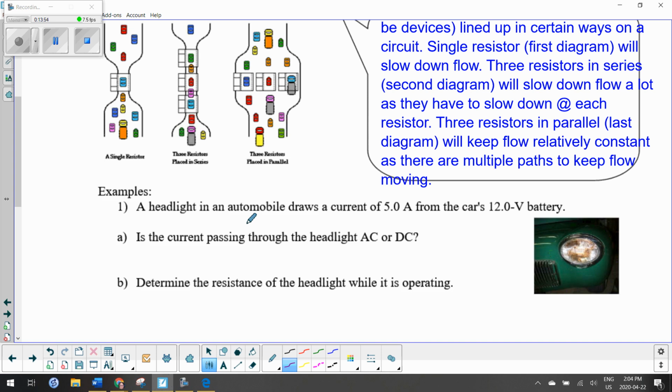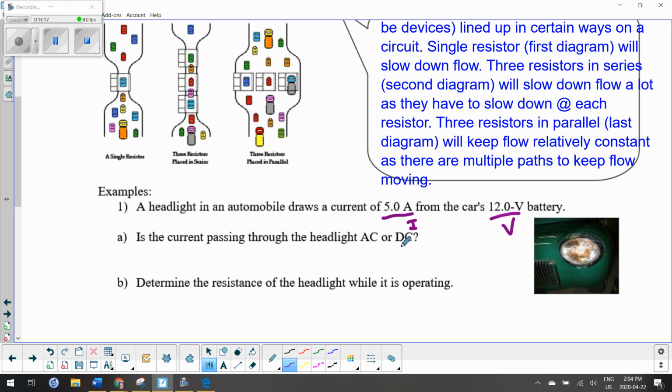Okay, so a headlight in an automobile draws a current of 5 amps. So we have 5 amps, representing current, or I, from the car's 12-volt battery. Okay, so that's a voltage. It asks, is the current passing through the headlight AC or DC? So alternating current or direct current.